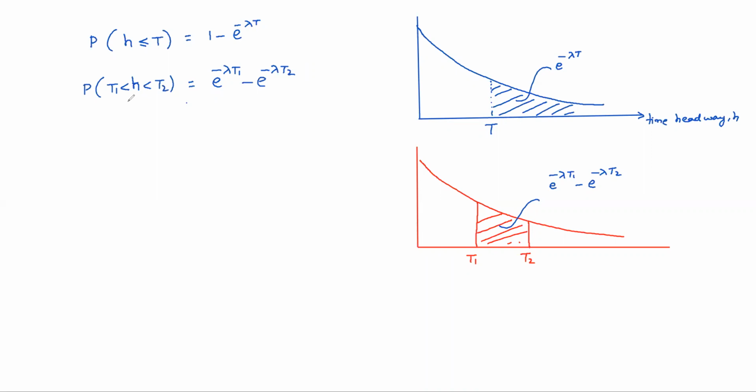Similarly, suppose the number of headways less than or equal to t seconds is, I will put small n, equal to the total number of headways multiplied by 1 minus e power minus lambda t. Sorry, something wrong here.